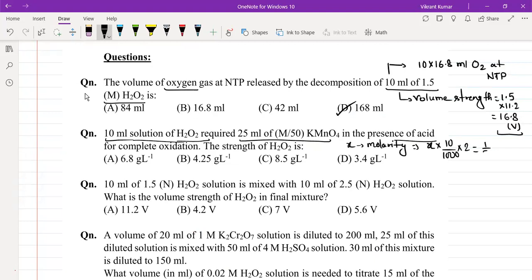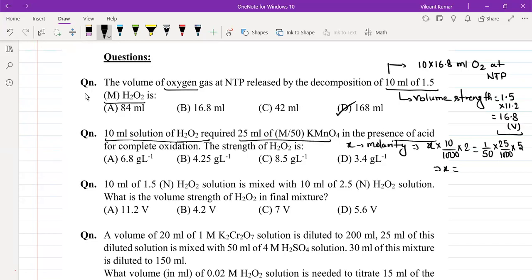That is 1 by 50. If they have written M by 50 solution, that means molarity is 1 by 50 into 25 by 1000 into its N factor, that is 5. And if you solve it, you are getting X equals 5 by 2, 5 by 4, 5 by 40, 1 by 8, something like that. Is 0.125 coming?